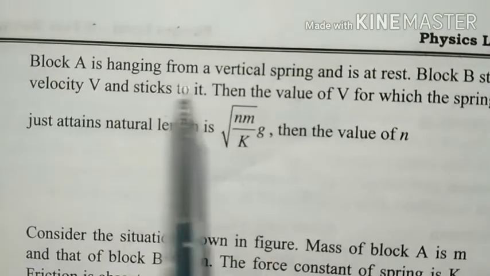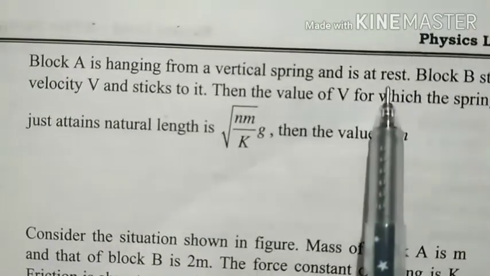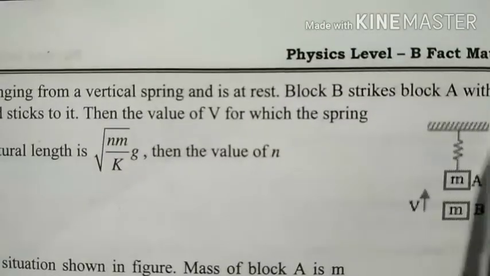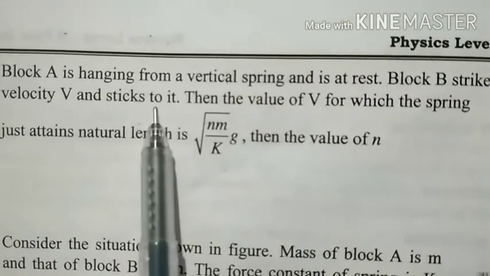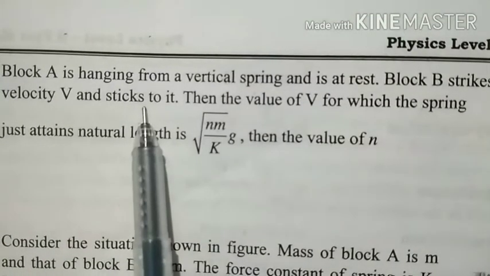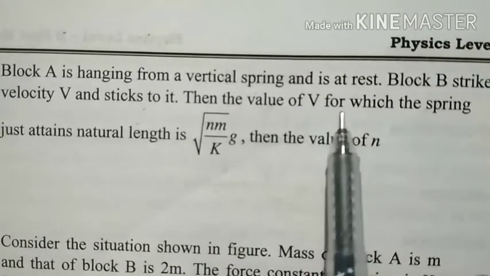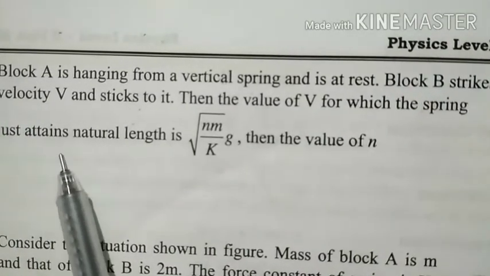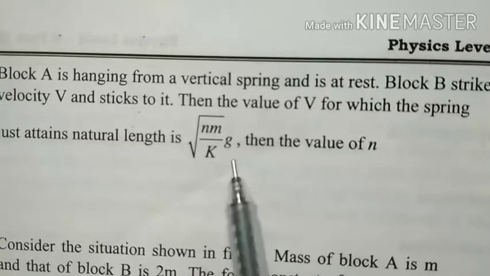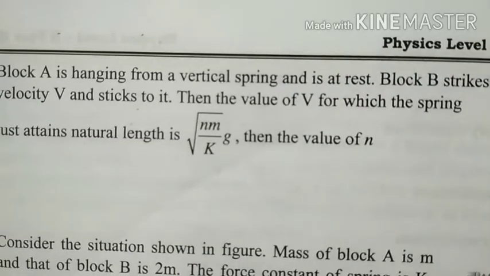Block A is hanging from a vertical spring and is at rest. Block B strikes block A with velocity v and sticks to it. Sticks to it means it is an inelastic collision, so that it is going to stick. Then the value of v for which the spring just attains natural length is root of n m by k into g. Then the value of n.